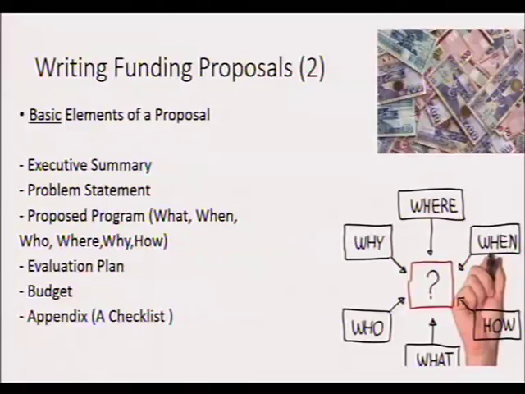And then in your proposal, you need to have an appendix, an attachment, where the donor might require you to attach the registration of your organization. They want to see your constitution, for example. Some donors have a checklist of things which need to accompany your proposal. So it's very important that you make sure with the donor what your proposal needs to be accompanied with, and what you need to include in your proposal.